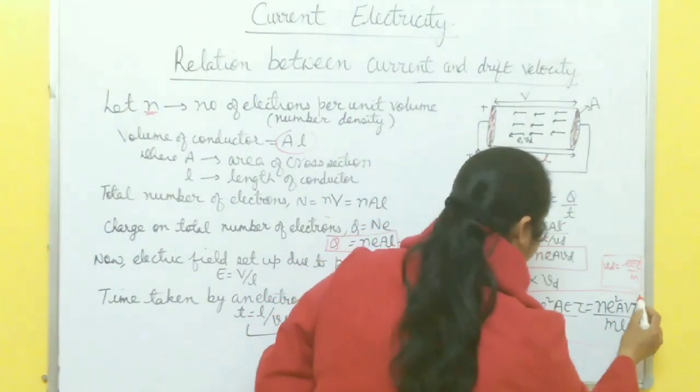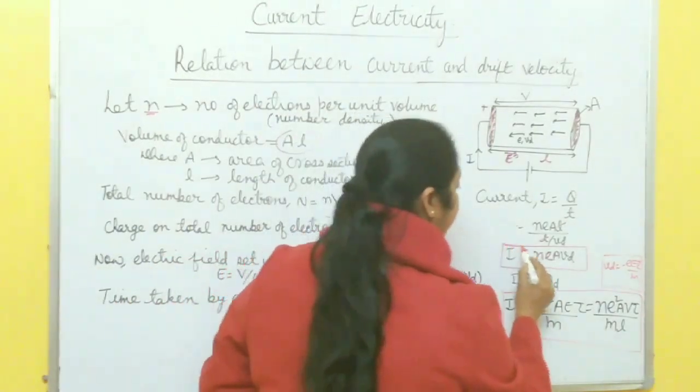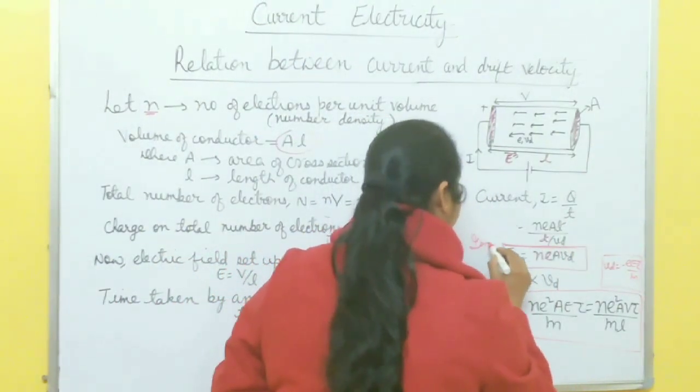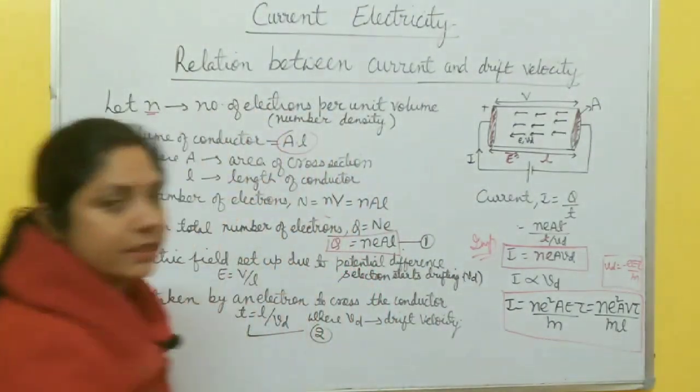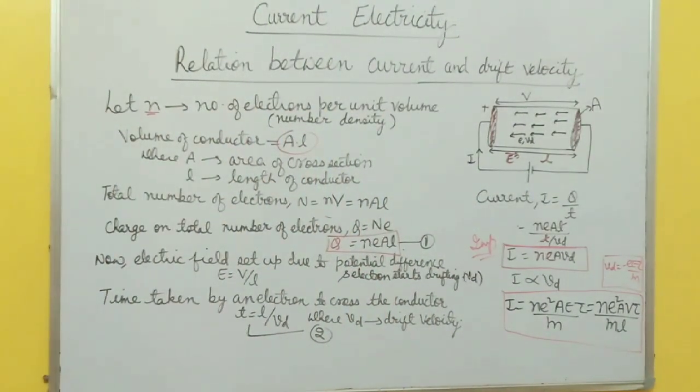This is also another form of the current, but this is the main relation between current and drift velocity. It's very, very important. We generally ask it in the exam. Right? Hope you understood. Please take a screenshot of this one. After this, we'll discuss small topics like current density and mobility.